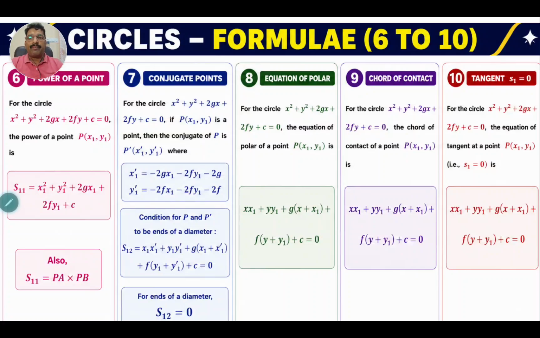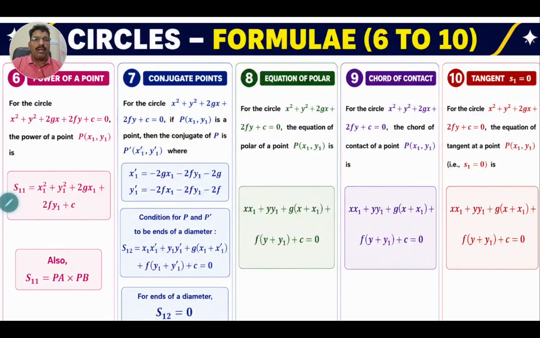Next, conjugate points. Two points are said to be conjugate if the polar of the first point with respect to the circle S equal to 0 passes through the second point. Then the condition is S12 equal to 0. For these two points (x1, y1) and (x2, y2), S12 equal to 0 is the condition for conjugate points.